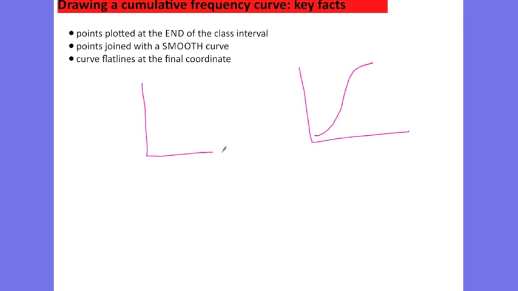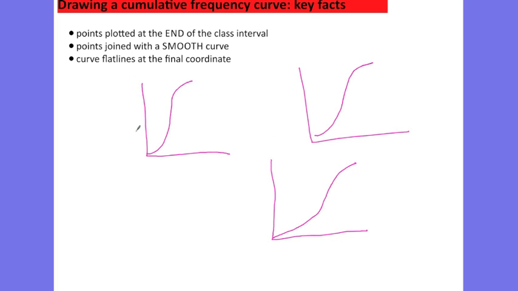We can have something that looks steeper, or a flatter line, but it still has the characteristic of an S-shaped curve. We do not use a ruler when drawing a cumulative frequency curve, and you must use a pencil so that you can make any corrections if necessary.